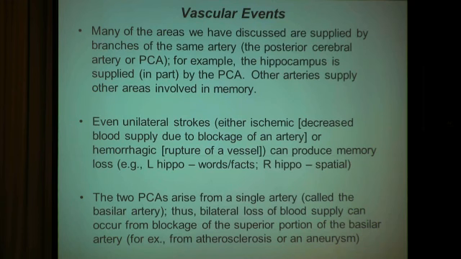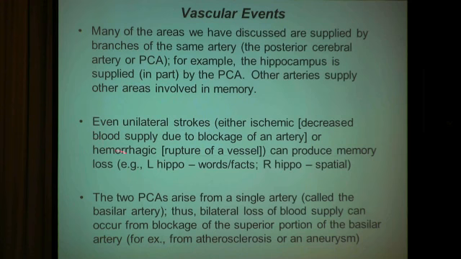Many of the areas we've talked about in this class, and I'm having to restrict what we talk about because for many of you this is your first introduction to neuroscience, and I want to make sure I don't leave you in the dust of the detail. Many of the areas, and importantly the hippocampus, our little seahorse, which is involved in processing short-term memory and sending it on to long-term memory, are supplied by one artery called the posterior cerebral artery, or PCA. Other arteries supply other areas involved in memory, but I'm going to focus on the PCA.